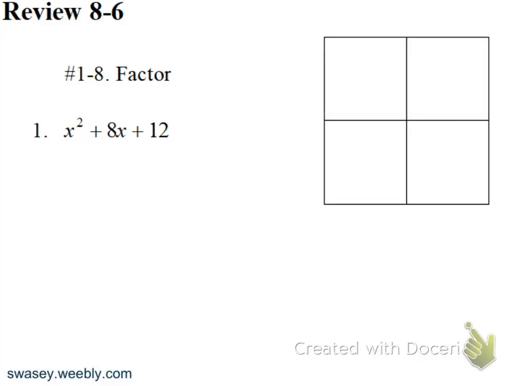All right, so here we're going to be factoring trinomials where a is 1. So if you do a times c, you're going to get the c value. 1 times 12 is 12. So we're looking for factors of 12 that add up to 8.